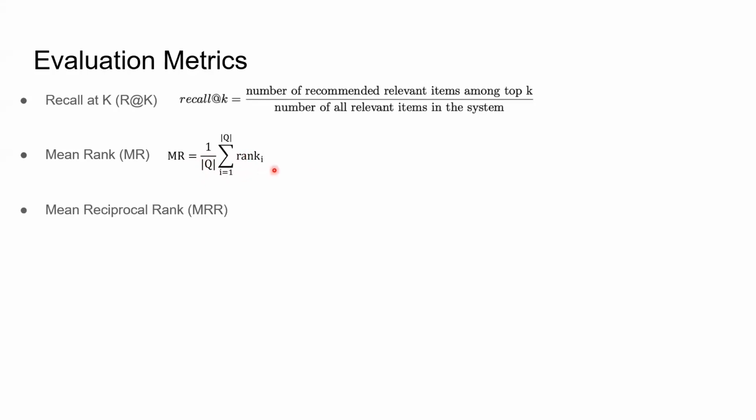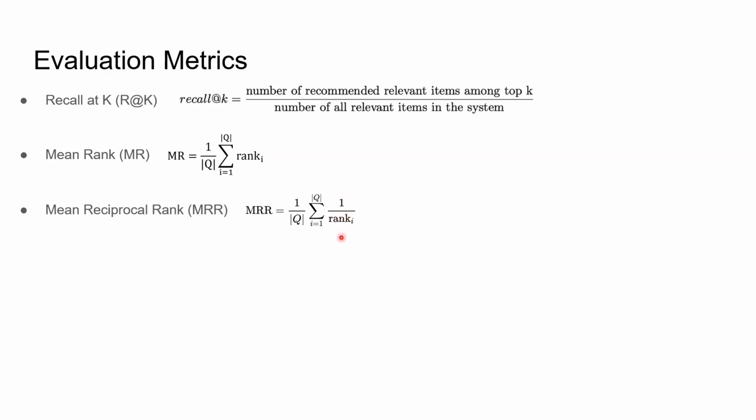The third metric we'll be going over is mean reciprocal rank, which is very similar to mean rank, except that instead of just using the rank i value, we use the reciprocal value. The utility you get from this is that it punishes the score that gets generated the further away the first relevant item is from the top. So if your first relevant item is at rank 1, then you'll get a good score.